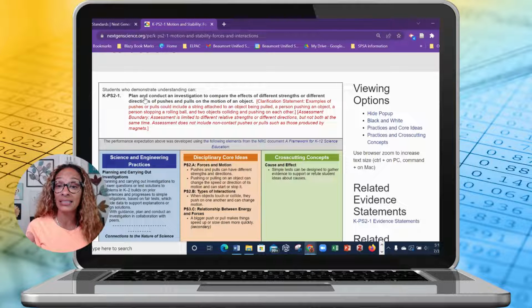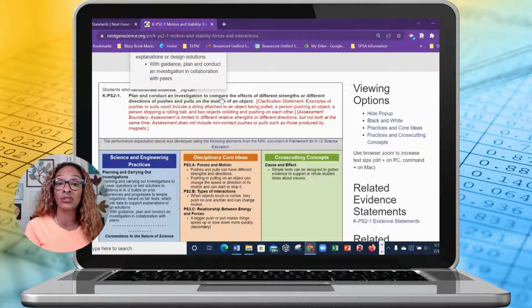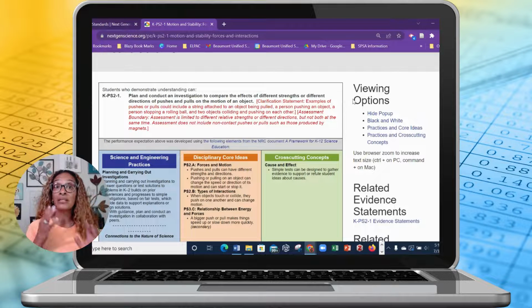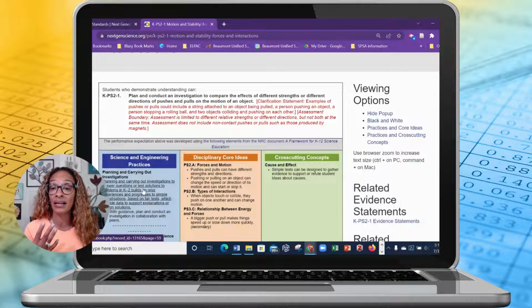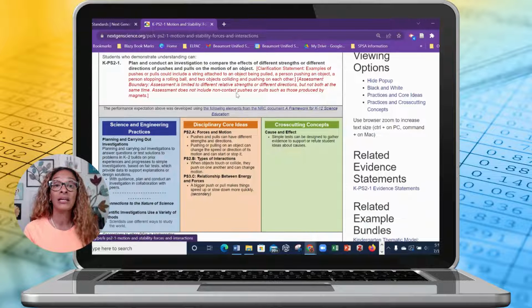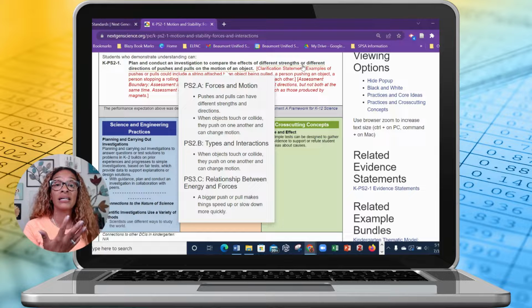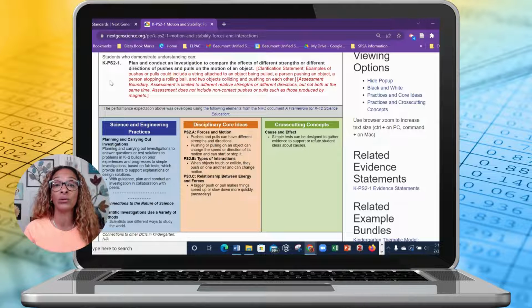And then if you look at this standard, it's plan and conduct an investigation to compare the effects of different strengths. Remember, science and engineering practices. And this is specifically what that is. And then it tells you you're planning and carrying out an investigation. But this is what students are to know by the end of whatever that time frame is. And that's specifically different strengths and different directions of pushes and pulls on the motion of an object.